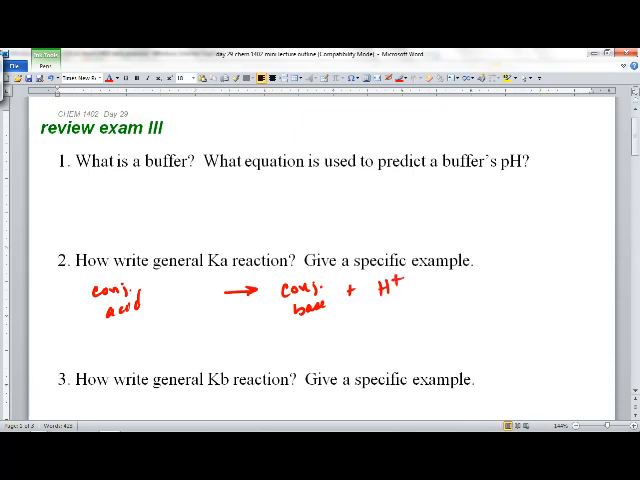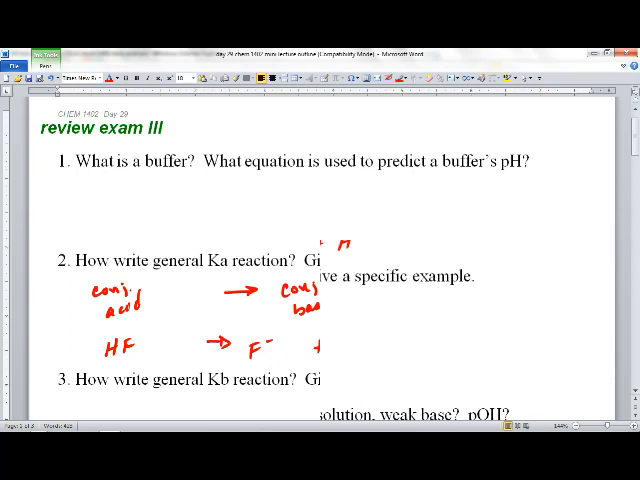Give a specific example. Now, this is where your little handout would really help. Give a specific example of a Ka reaction. HF goes to F negative. Yeah. So he just looked in the chart in his handout until he found a Ka table, and he just wrote one. Okay.